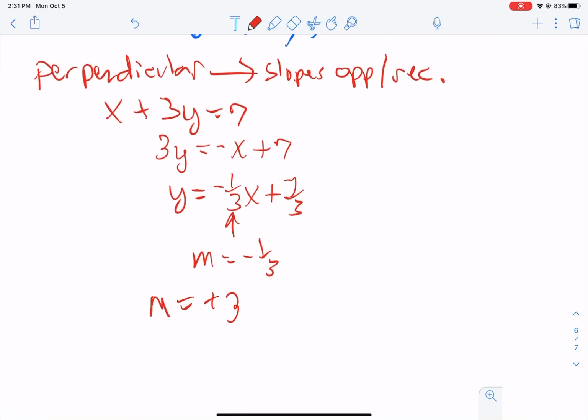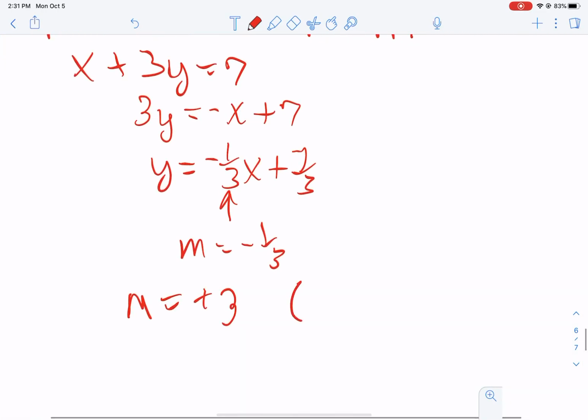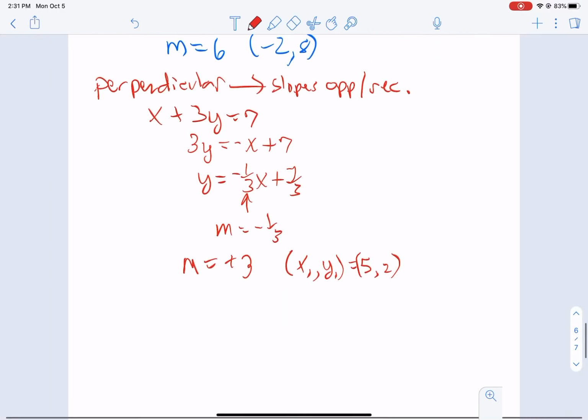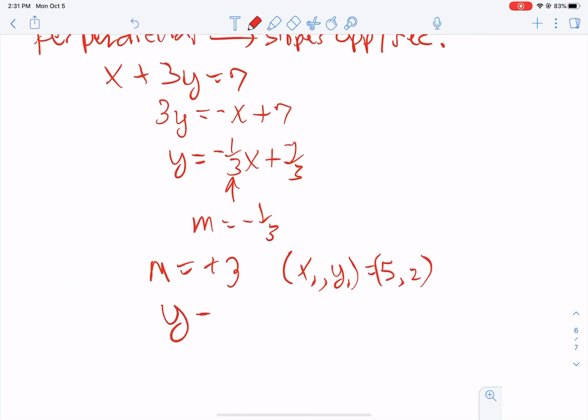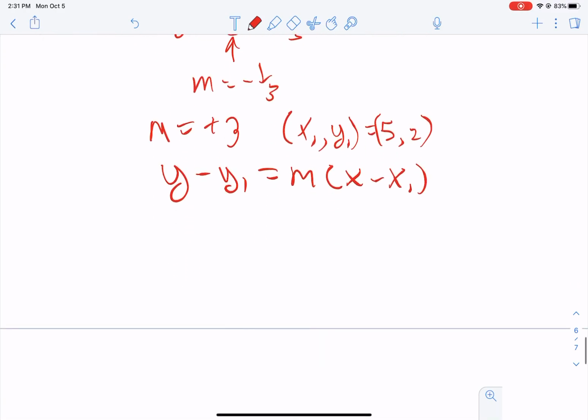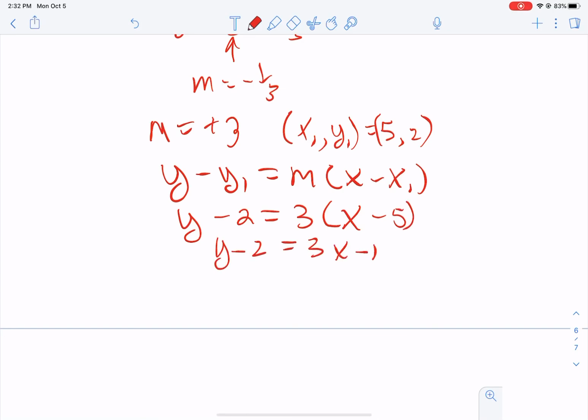Now, they said that we want to pass through the point (5, 2). So it's another perfect example of using the equation y minus y1 equals m times x minus x1. So let's put the 3 in and the (5, 2) in. So our slope is 3, our y1 is 2, our x1 is 5. And then just distribute the 3 and add 2. If I add 2 to negative 15, I get negative 13. So there's that one, okay?